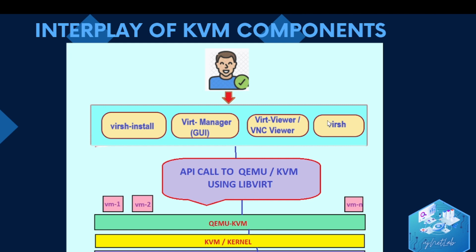It's a toolkit. If you want to define or create a VM, you can use the virsh CLI. You can also create the VM with virt-install, but we will use this example. If you are using the GUI, then you will go to Virt Manager. With the help of Virt Viewer, you can connect to the VM and perform any operation you like on the VM. What will happen is that it will make an API call to QEMU or KVM using libvirt. That call goes to KVM, then to the kernel, and finally it will be executed on the hardware.